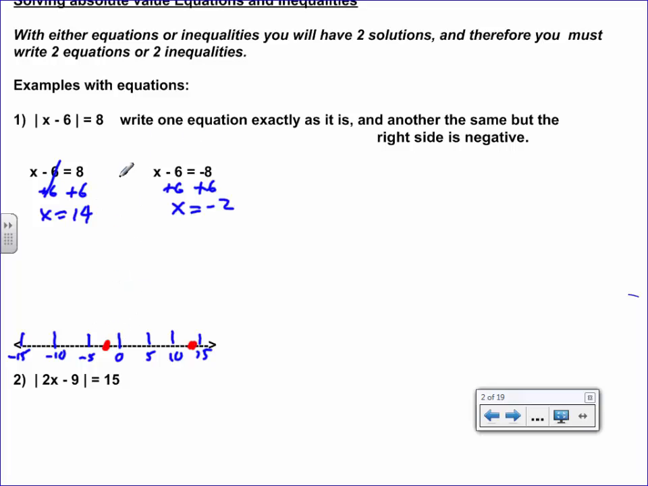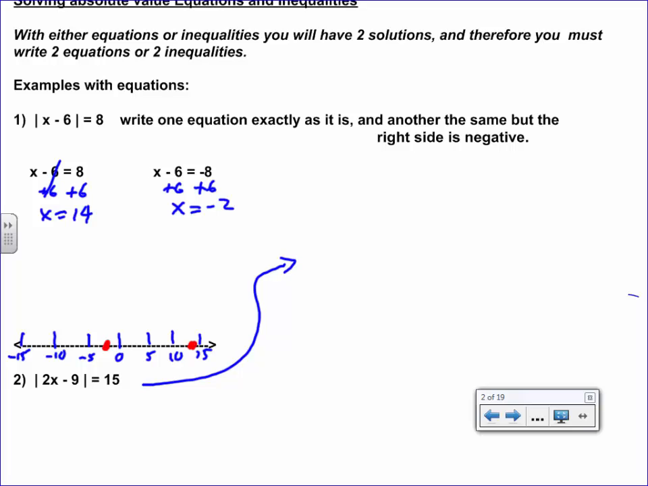And if we plug these in, 14 minus 6 equals positive 8. The absolute value of positive 8 equals 8. If we put in negative 2, negative 2 minus 6 equals negative 8. And the absolute value of negative 8 is positive 8. So those would be the two solutions. We don't have to graph the other one, but we'll work through to make sure you have it down pat.